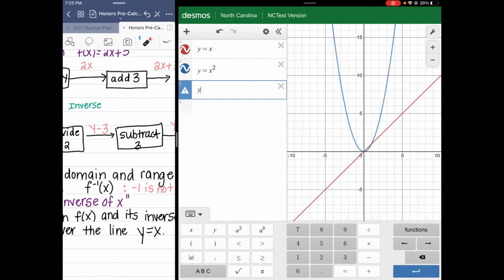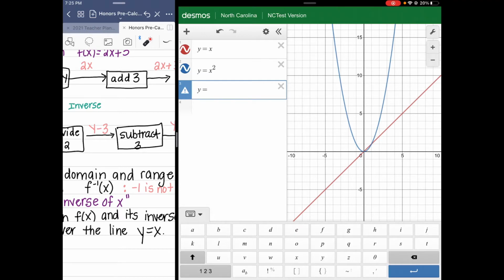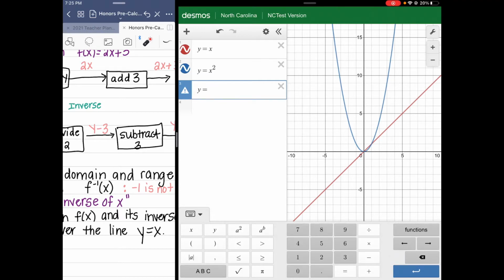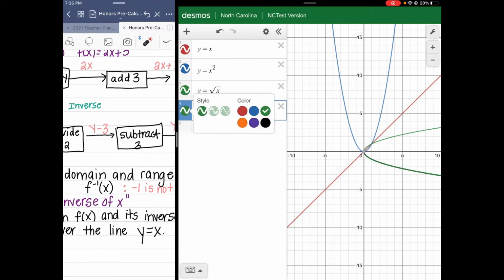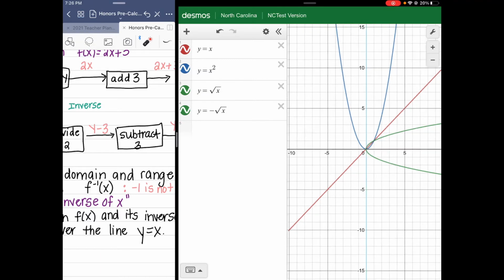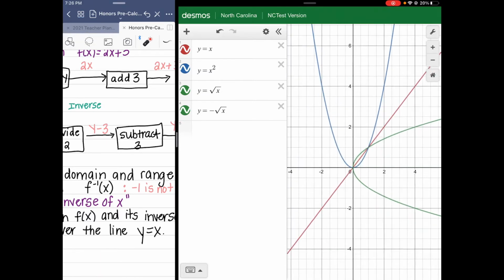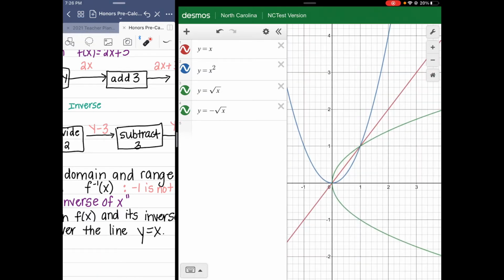Well, the inverse of x squared is going to be the square root. Now, I'm going to have to be very mindful of this, and I'm going to have to do the plus and the minus, because remember, when you take the square root, there's a positive and a negative. And I can see, and I'm going to turn this one into green so it all kind of flows together. But if you look right here, I'm going to kind of zoom in. They are a reflection over that red line, y equals x.